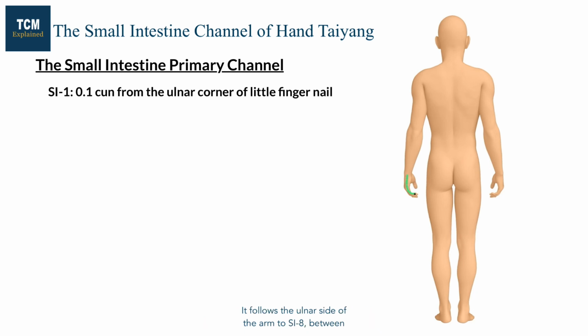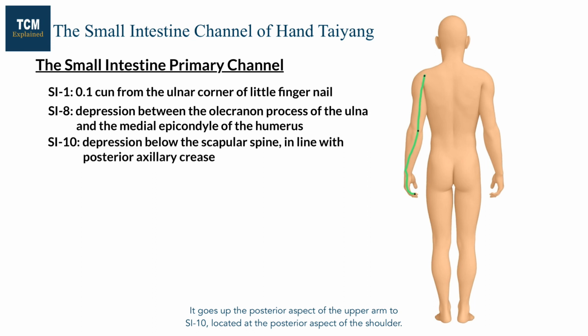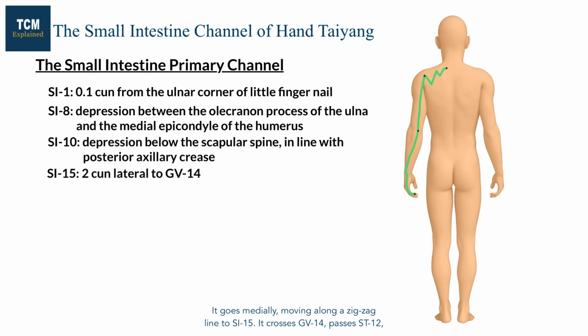It follows the ulnar side of the arm to SI8 between the olecranon of the ulnar and the medial epicondyle of the humerus. It goes up the posterior aspect of the upper arm to SI10 located at the posterior aspect of the shoulder. It goes medially, moving along a zigzag line to SI15.